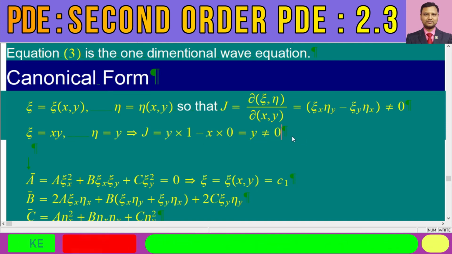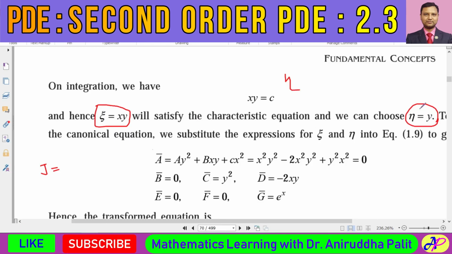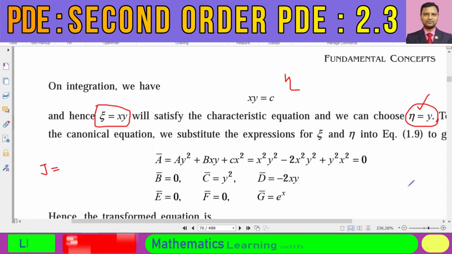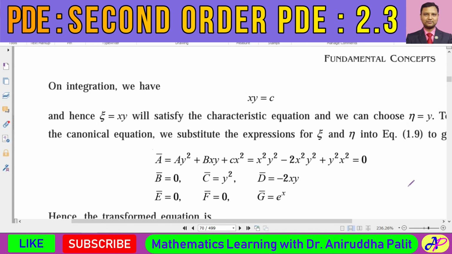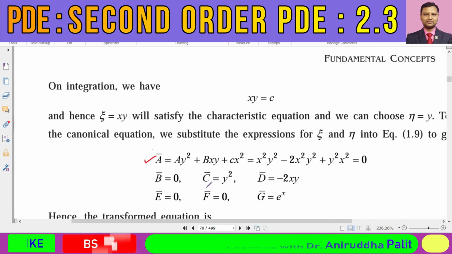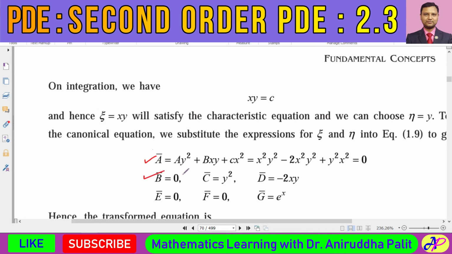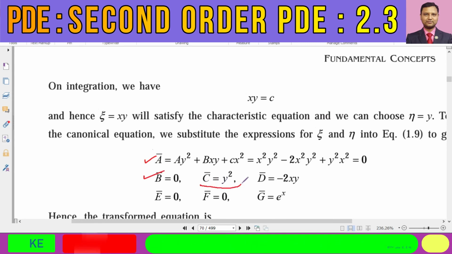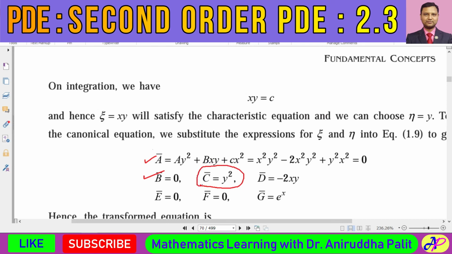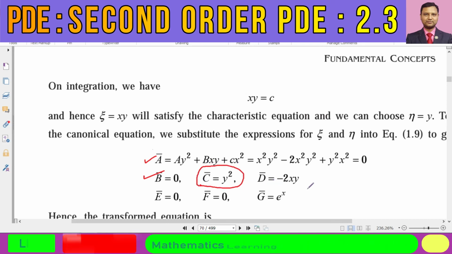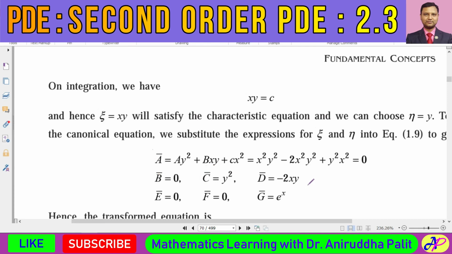Here, in this way we can choose eta is equal to y. So in this fashion we can choose the expressions of xi and eta, and ultimately, again by the previous technique, we can find that a bar becomes equal to 0 and b bar is equal to 0, and of course in that case we would get c bar is not equal to 0. We got c bar is equal to y square, and similarly the remaining portion, the d bar, then g bar, etc., we got the remaining coefficients.